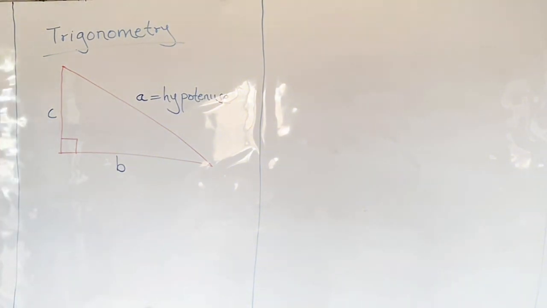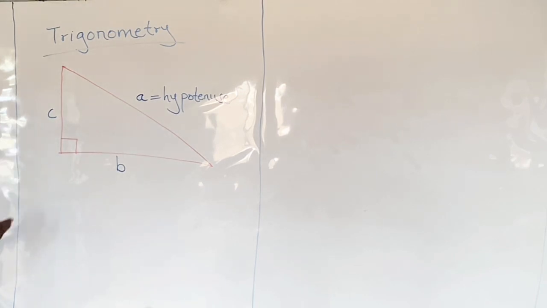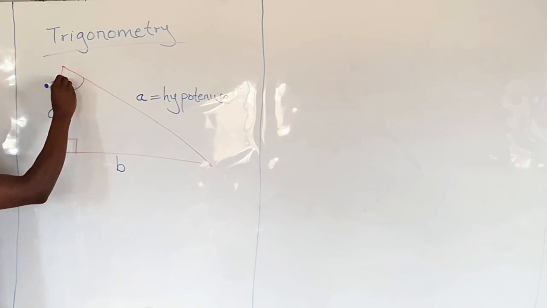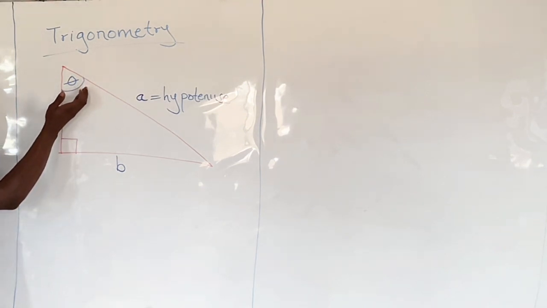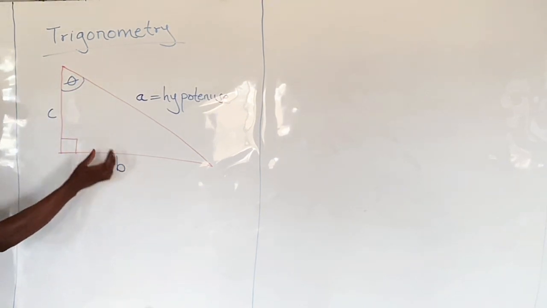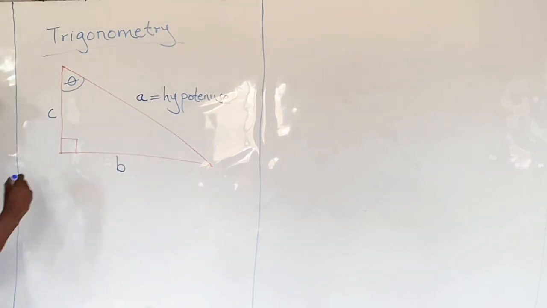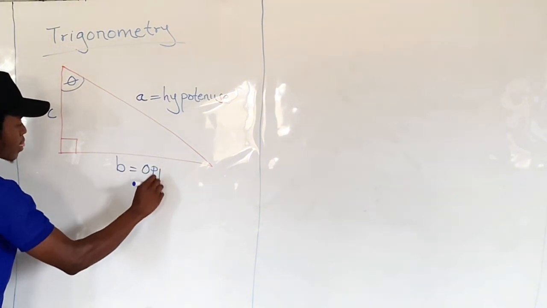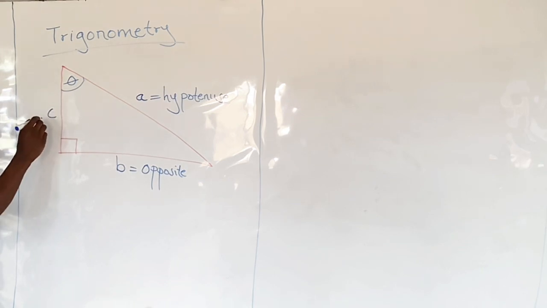Now, if we are studying the length of sides of a right angle triangle, then there's a need to consider the angles between the sides of a right angle triangle. Assuming we have our angle theta here, then with respect to the angle theta, B becomes the opposite side because it is the side directly opposite to the angle theta, or the side facing the angle theta. So we label B as the opposite, like this. And C is just beside the angle theta, so C becomes the adjacent side.